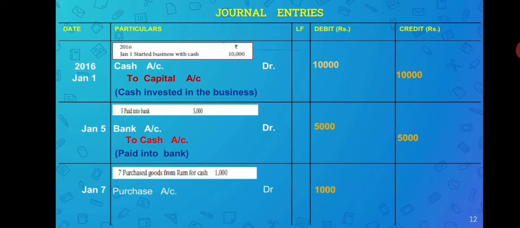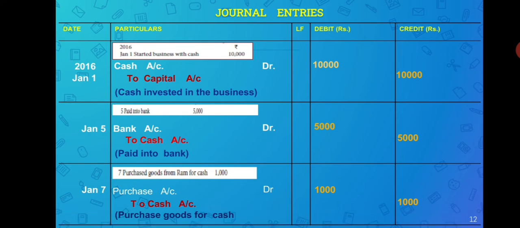Write the amount in the debit column, 1,000 rupees. So you are purchasing for cash. So cash goes out from your hand. So credit what goes out. So give a credit to cash account and write the amount in the amount column, then write the narration, purchase goods for cash. So likewise, now you have journalized the entries. All the three transactions are journalized in the journal book.